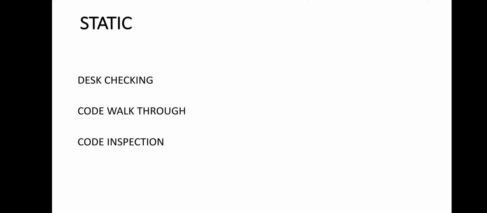So formal inspection should take place only when the author has made sure that code is ready for inspection by performing some basic desk checking and walkthrough. That means the two things, desk checking and walkthrough, are done. Then we will go for formal inspection.